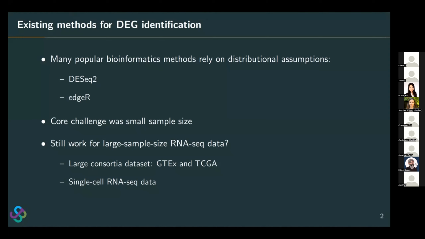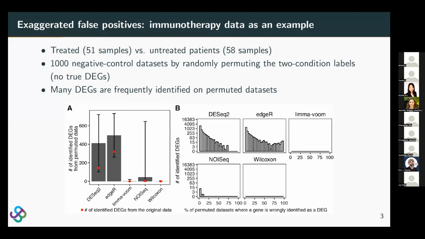To answer this question, we use some real datasets to look into, and I'd like to use one immunotherapy dataset as an example to show our findings. The finding is very interesting. We use this dataset where the two conditions are treated and untreated patients, and the two conditions add up to 100 samples. We first permute the two condition labels to generate 1,000 negative control datasets.